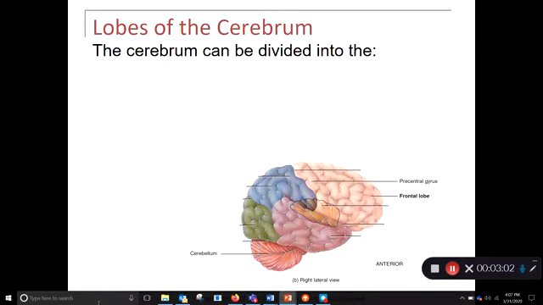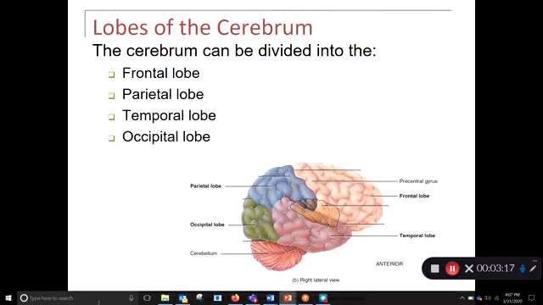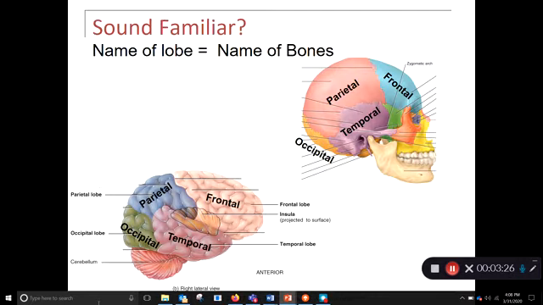With that, let's go ahead and talk about the lobes of the cerebrum. These should be pretty darn familiar if you have studied the bones of the skull already. You have a frontal lobe, a parietal lobe, a temporal lobe, an occipital lobe, and the one that might not be so familiar is your insula. Insula is on the inside, if that helps. Insula, inside.